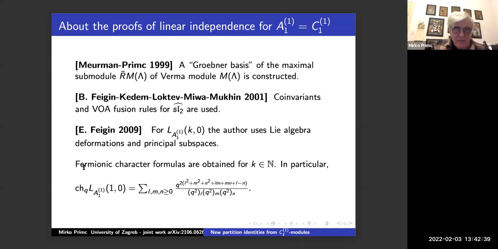Evgeny Feigin came up with a fermionic character formula. And so for this basic module A1(1), I wrote the formula. It is a formula like this.